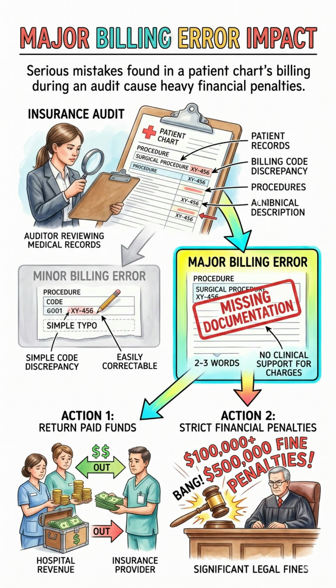99. What happens if an insurance auditor finds a major billing mistake in a patient medical chart? The hospital must return the paid money, and they might face very strict legal financial penalties. Your accurate chart reviews protect the hospital by ensuring every code matches the clinical medical evidence.